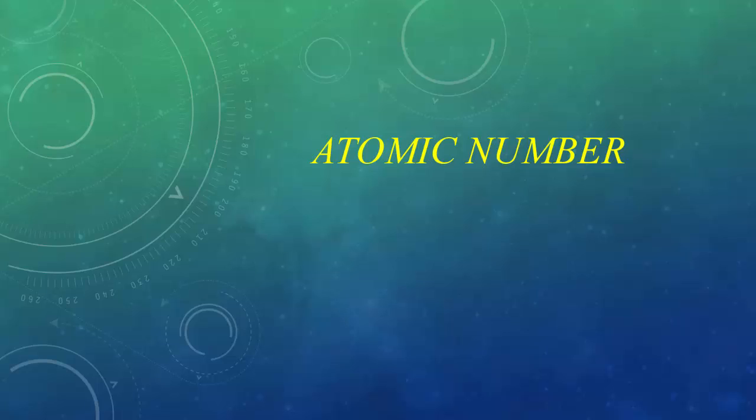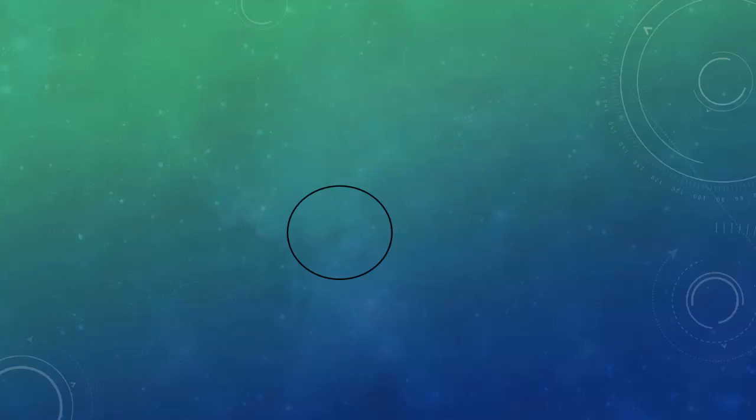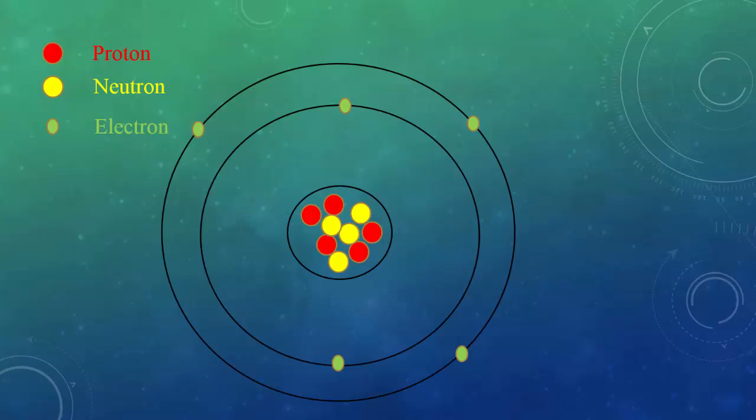Continuing with the discussion on atomic structure, this video is going to concentrate on two concepts. The first is atomic number, and the second one is called the mass number. So let's start with a quick review. In the center of the atom there is a nucleus, and in the nucleus there are protons and neutrons. Outside the nucleus we find the electrons, and that makes up the atom.